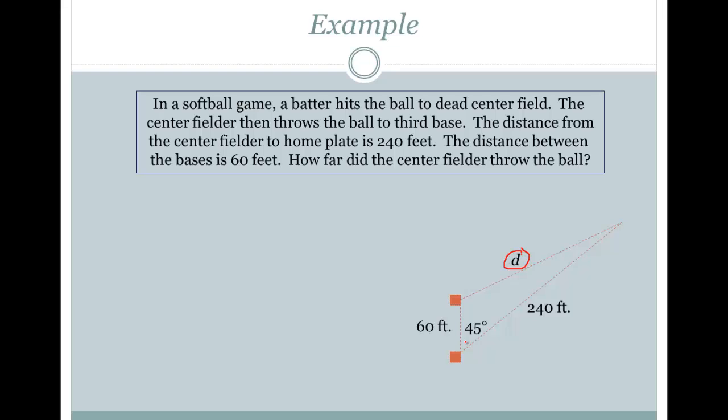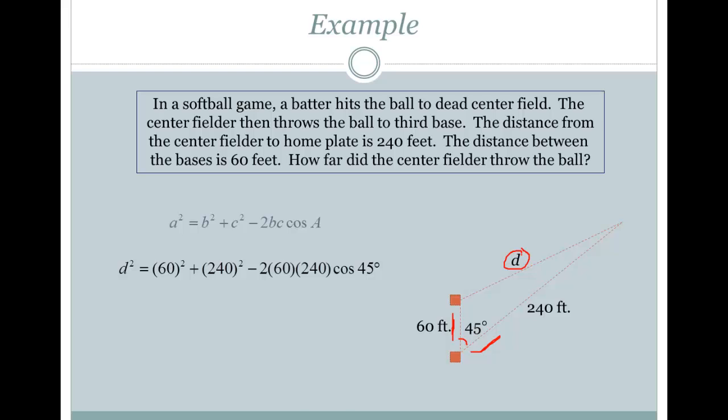This is a situation where we have a side here, an angle here, and a side. So this is side, angle, side, so we would use the law of cosines. We'd have a squared equals b squared plus c squared minus 2bc cosine of A. In this particular problem, side a is the distance d that we're looking for. So we've got d squared is equal to 60 squared. Again, we're plugging in for the two different sides. 240 is side c, and cosine of 45 is the included angle.